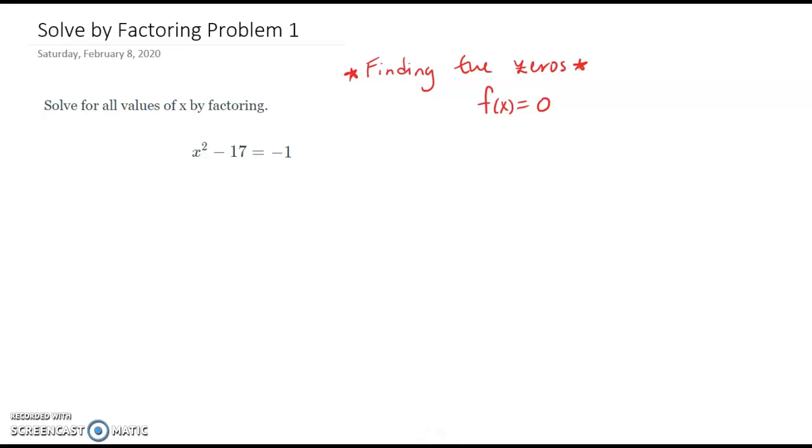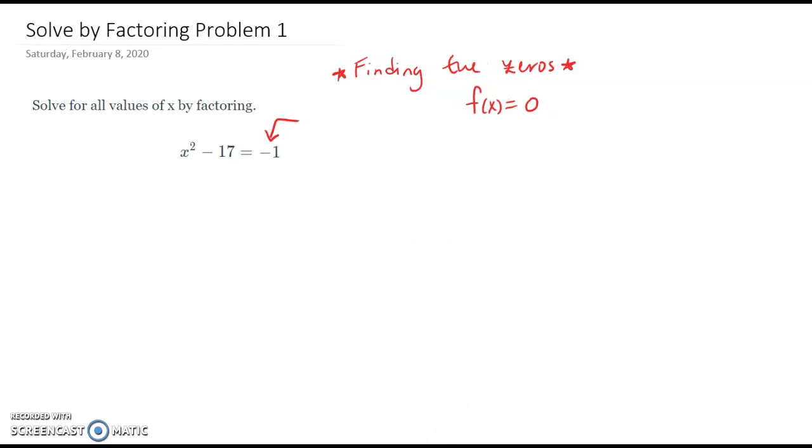So the first thing we're going to start with is taking a look at our answer, and we can see that it's not currently equal to 0, right? It's equal to -1. So first we're going to make our output 0. So we want 0 here. In order to get a 0 there, I would have to add 1 to both sides. And I'm going to write it underneath -17 because -17 and 1 are like terms, so it would make my life easier to combine them. So I currently have x squared minus 16 equal to 0.